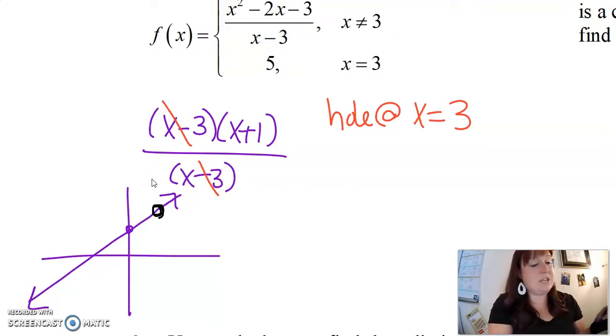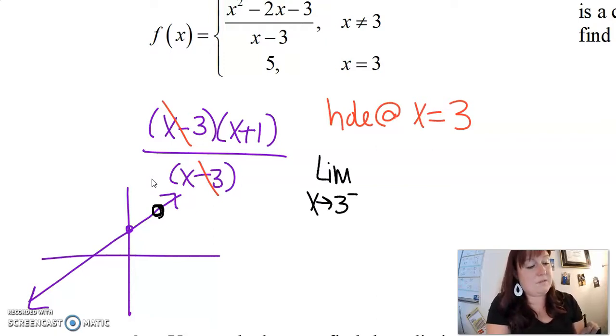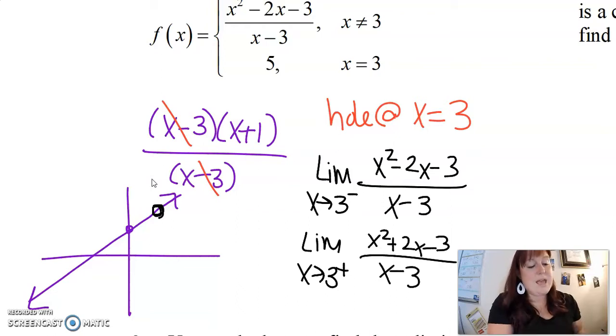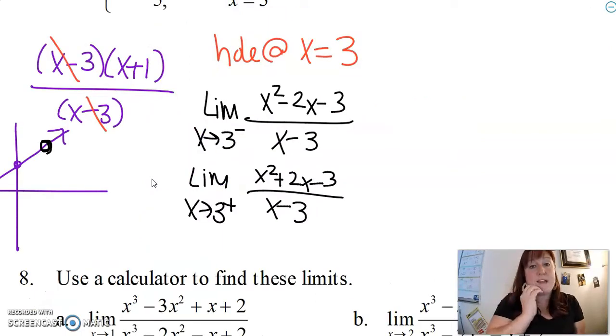So we're going to look at the limit as x approaches 3 from the left of x squared minus 2x minus 3 over x minus 3. And then we're also going to look at the limit as x approaches 3 from the right of x squared plus 2x minus 3 over x minus 3. And see what's going on. Where is that hole, right? It's at 3, we know that. So what's going on here?